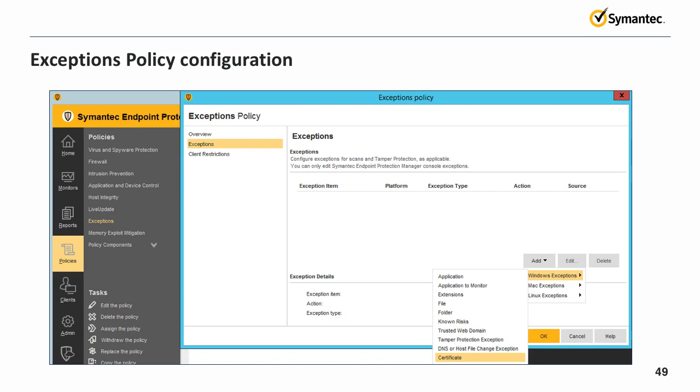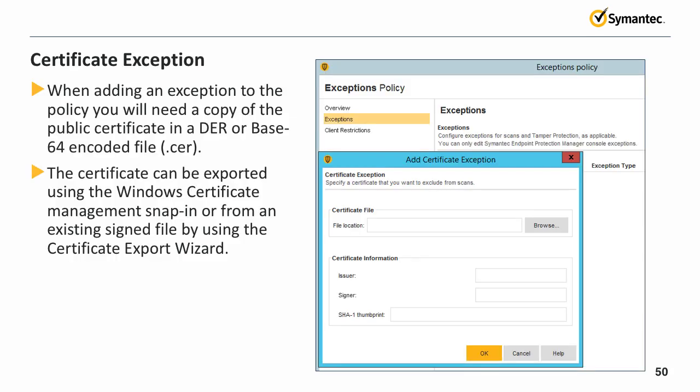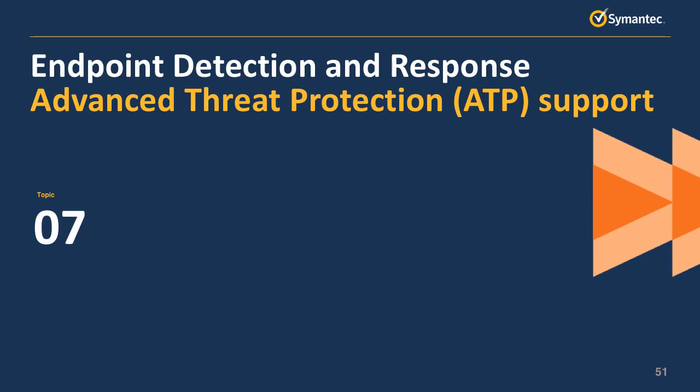Certificate exceptions are configured from within the Exceptions policy in Symantec Endpoint Protection Manager. Open the Exceptions policy, click Add to select Windows Exceptions, Certificate, to open the Certificate Exception window. When adding an exception to the policy, you will need a copy of the public certificate in a DER or Base64 encoded file. The certificate can be exported using the Windows Certificate Management snap-in or from an existing signed file by using the Certificate Export Wizard.